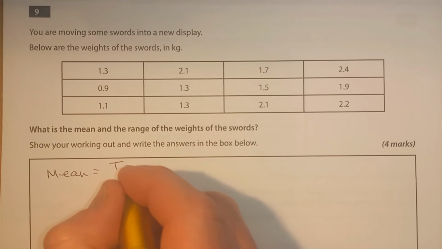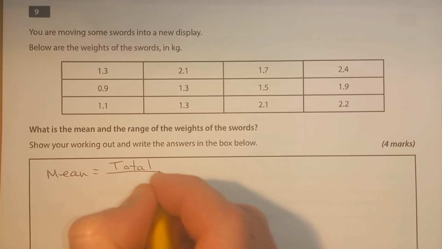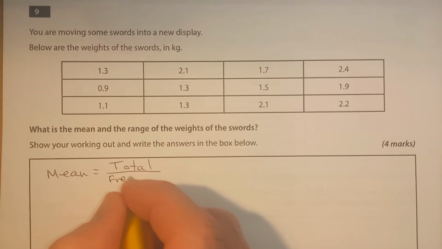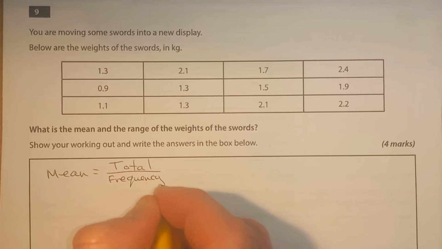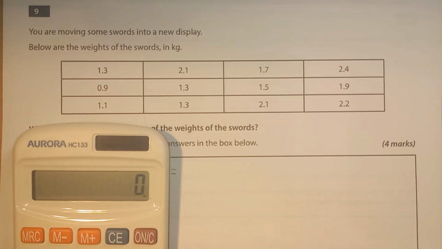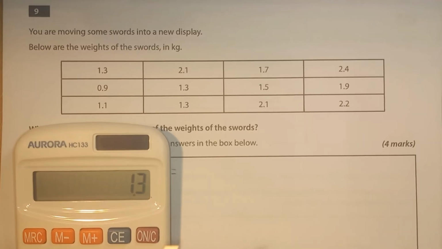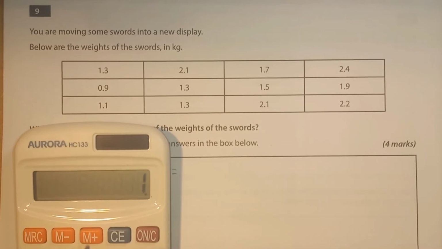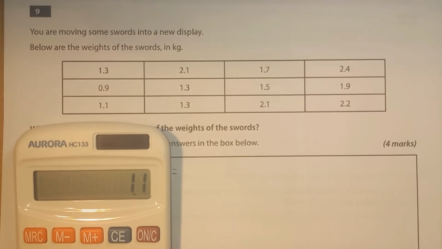Well, the mean is worked out as the total divided by the frequency, or how many. Okay, so the total, we're just going to add them up. 1.3, 2.1, 1.7, 2.4, 0.9, 1.3, 1.5, 1.9, 1.1, 1.3, 2.1, and 2.2.